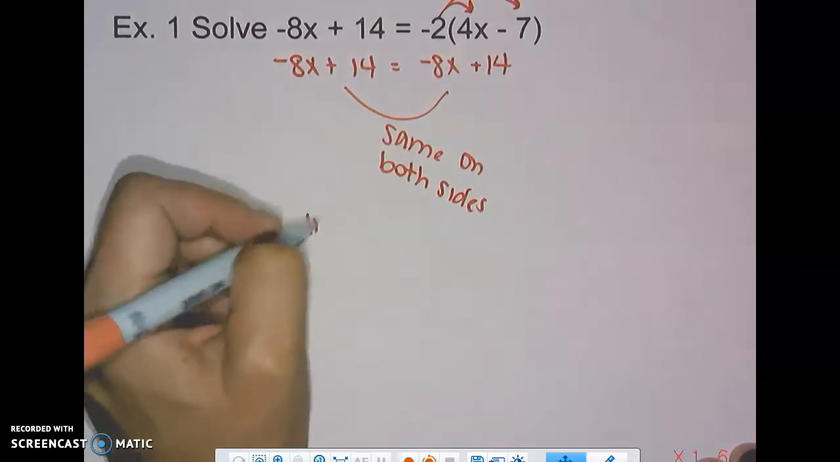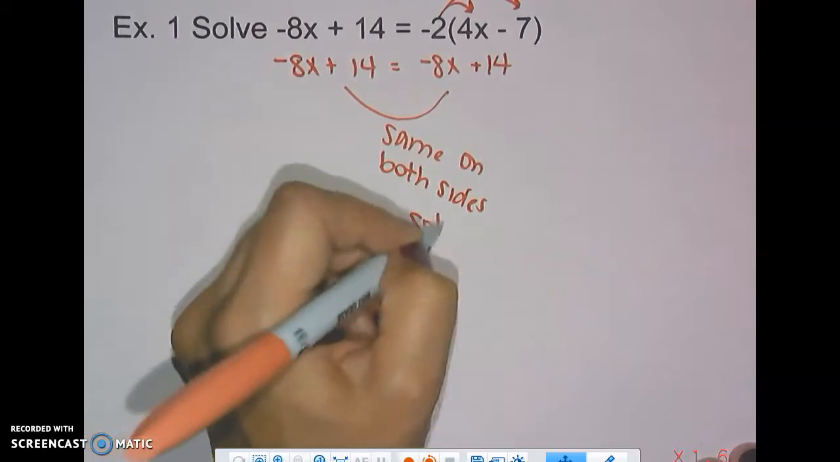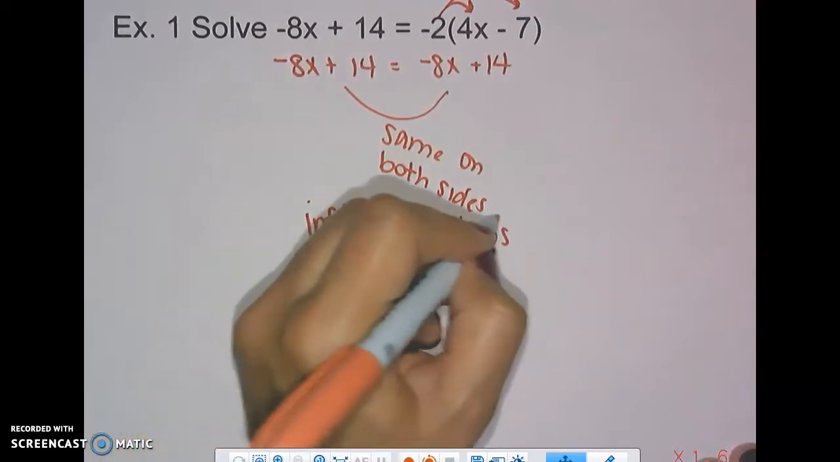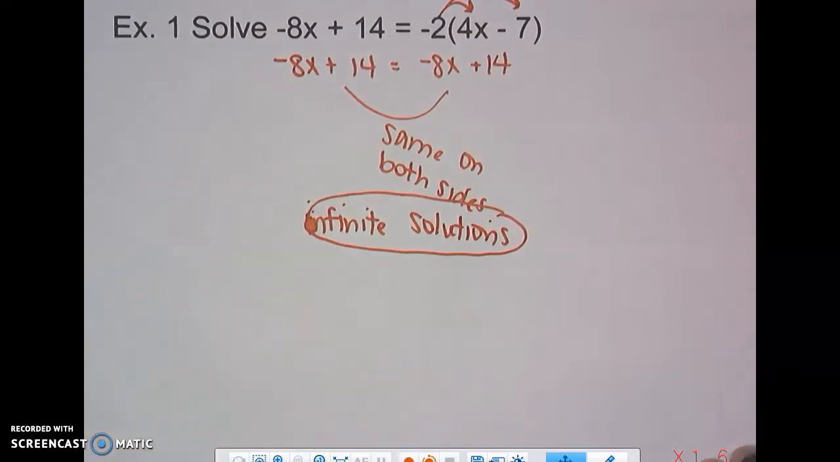we have an answer of infinite solutions. So again, if you get the same thing on both sides, you end up with infinite solutions as your answer.